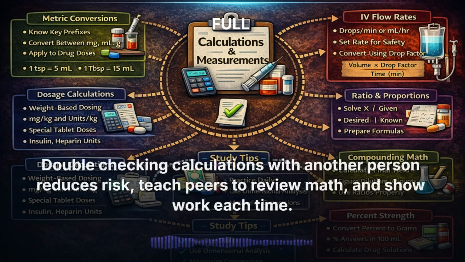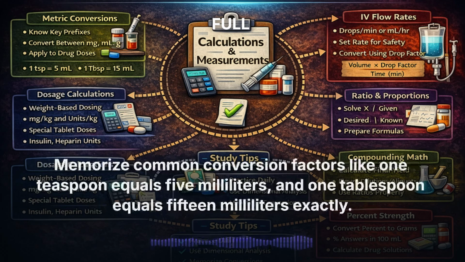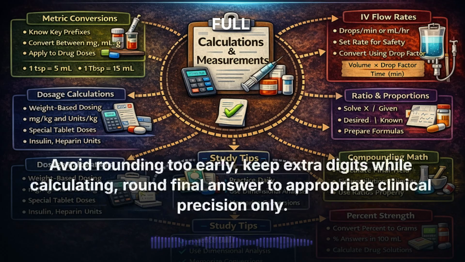Double-checking calculations with another person reduces risk. Teach peers to review math and show work each time. Memorize common conversion factors like 1 teaspoon equals 5 milliliters and 1 tablespoon equals 15 milliliters exactly. Avoid rounding too early. Keep extra digits while calculating. Round the final answer to appropriate clinical precision only.